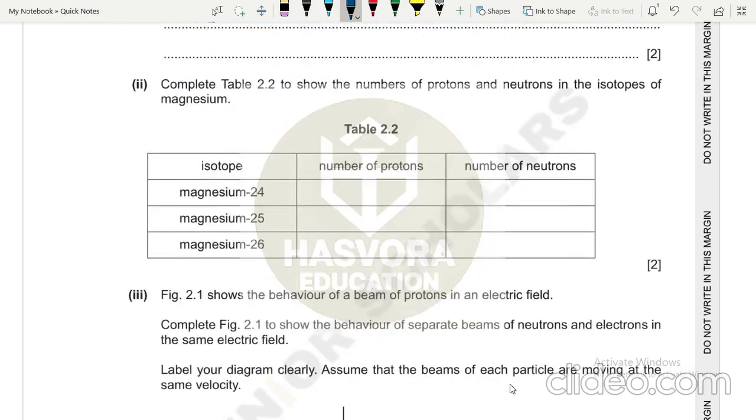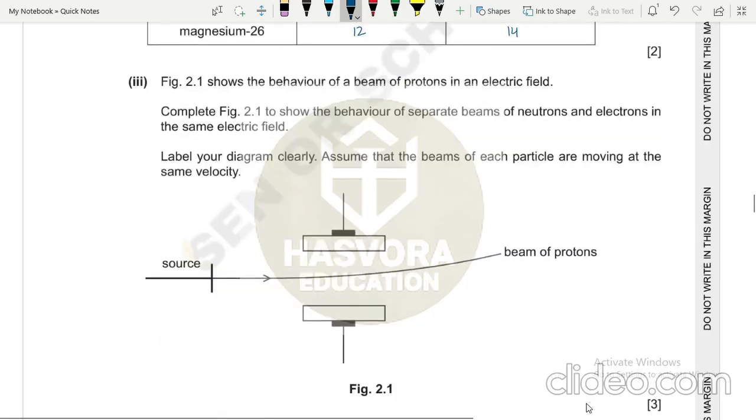Complete table 2.2 to show the number of protons and neutrons in the isotopes of magnesium. So they have given you different isotopes. The most common one, which you will also find in the periodic table, is magnesium 24 and 12. The proton number remains the same, so let's write the number of protons: 12, 12 and 12. Now subtract this from 24, 25 and 26 and we will get the number of neutrons: 12, 13 and 14. So this was a really easy question. Let's move on to part 3.